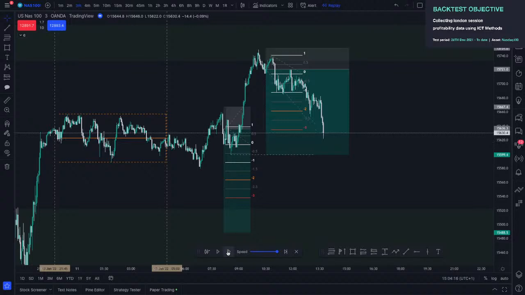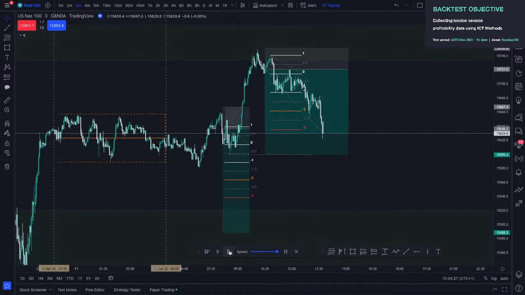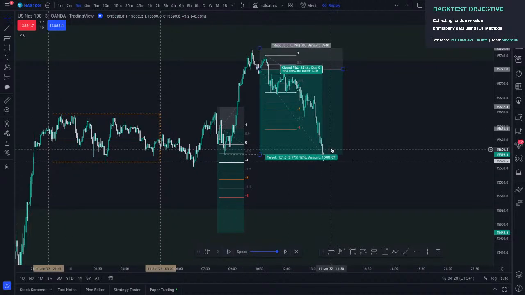All right, this is not too bad. So we're definitely attacking. Oh shit, what the hell's going on? Yeah, definitely attacking sell side liquidity here. And that's a nice trade.